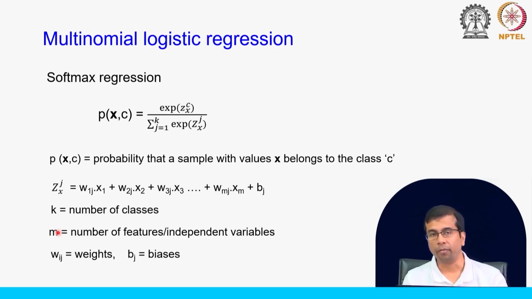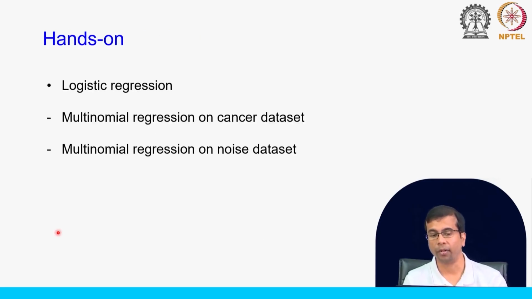With that background, we can now move on to the hands on part, where we will be implementing logistic regression. In particular, we will be implementing multinomial regression. We will do this on a cancer data set, followed by the gene expression noise data set. We have seen these data sets before, so we will just apply logistic regression on them and see if we can come up with accurate classification models. This is something we will be interested in during the hands on.